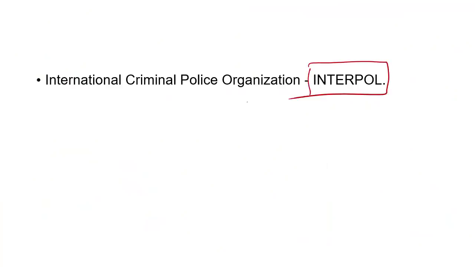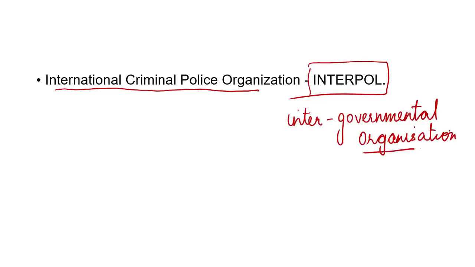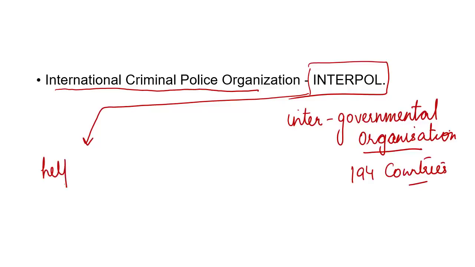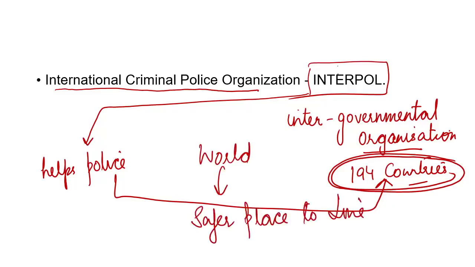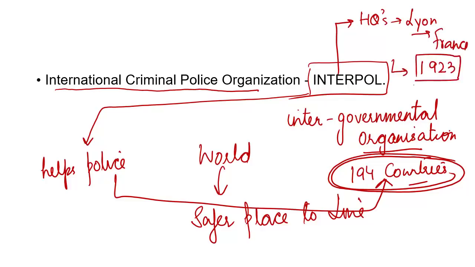Second, what is this Interpol? Interpol is the International Criminal Police Organization. It is an intergovernmental organization. How many countries are part of Interpol? 194 countries. And what Interpol does is help the police in all these 194 countries work together to ensure that the world is a safer place to live. This agency has its headquarters in Lyon, which is in France. Interpol was established in the year 1923. Another important statement for your prelims examination: India has been a member of Interpol since the year 1956.